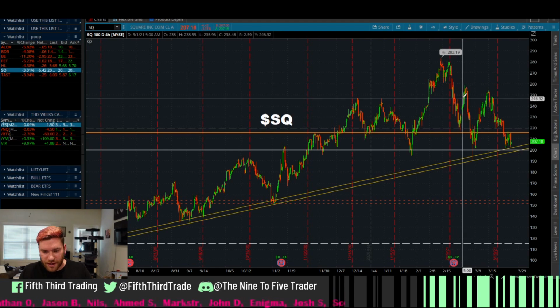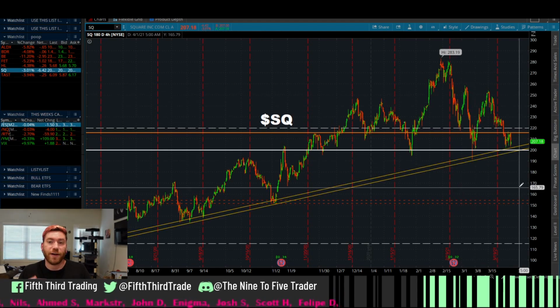It had earnings, it died, it came back, it died more, it came back. So it's definitely fighting back and forth. SQ, if it does live here, could be a fantastic play.